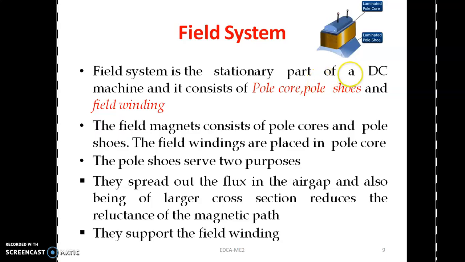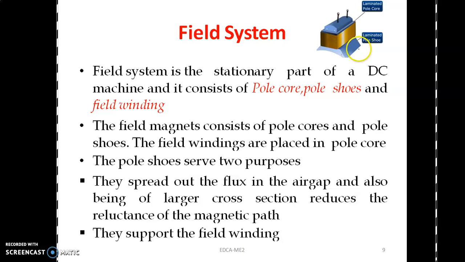The function of that is called pole shoes. The function of the pole shoes, that is the main two functions are there. They spread out the flux in the air gap, and also being larger cross section, it reduces the reluctance of the magnetic path. The main function of the field system is to provide the magnetic flux. In that magnetic flux, our conductor rotates, that is our conductor armature rotates. That rotation of the armature will cut the magnetic flux and produce the EMF.